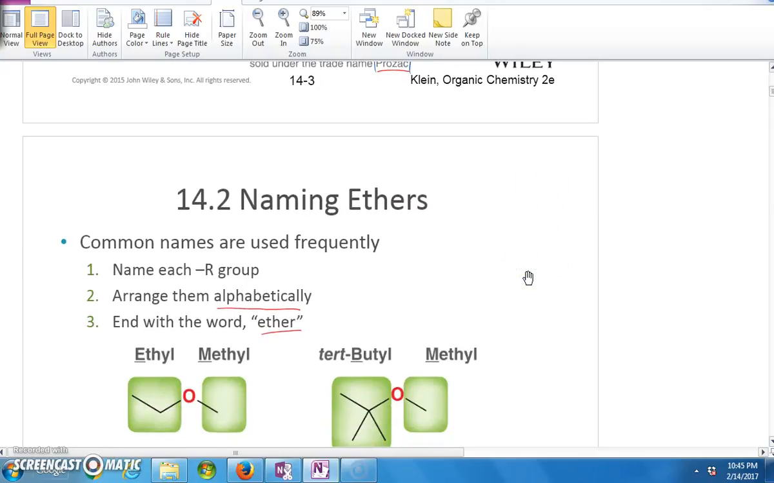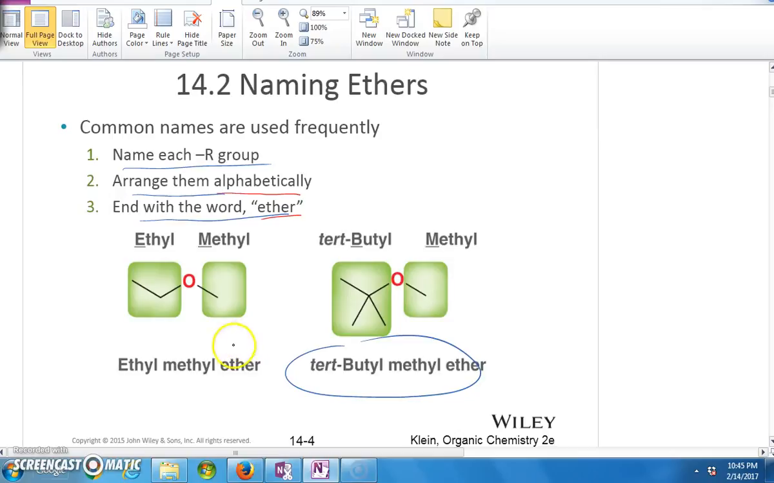Now let's talk about naming ethers. Let's begin with the common names. Common names are frequently used, and all you need to do is name each R group and arrange them alphabetically, and then they end with the word ether. In this example, this would be ethyl methyl ether. That's an ethyl group and a methyl group, ether. In this case, you have the tertiary butyl methyl ether. So it's very simple. All you need to do is name in an alphabetical way.